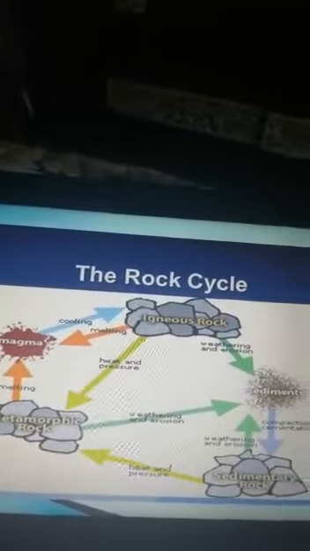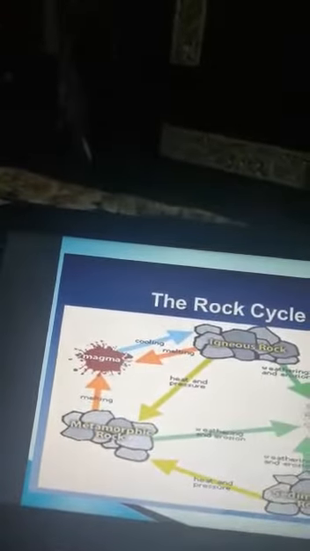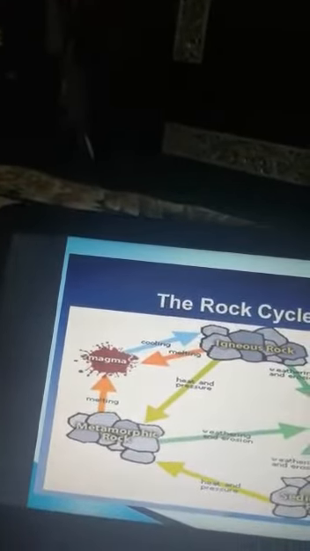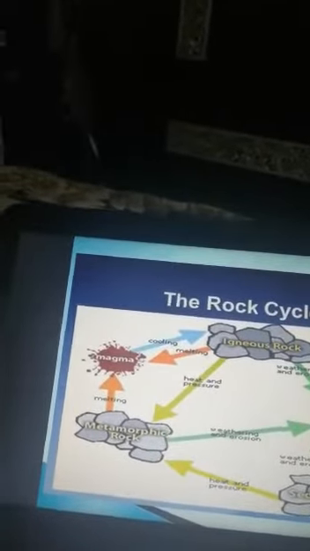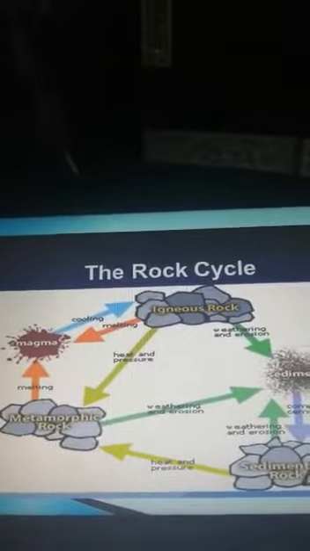Another picture represents the rock cycle. Igneous rock, metamorphic rock, and sedimentary rock. Igneous rock melting, heat and pressure forming metamorphic, igneous rock weathering and erosion forming sedimentary rock, sedimentary rock heat and pressure forming metamorphic, metamorphic melting forming magma, then cooling forming igneous rock. So the rock cycle never stops.